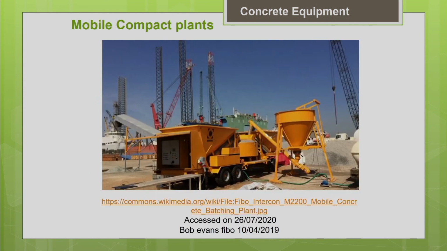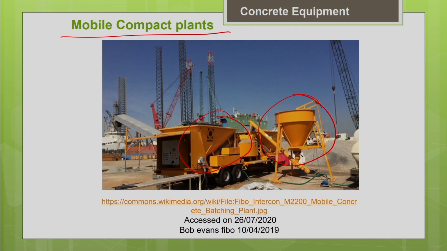We have different configurations of the batching plant. You can also have a small batching plant, a mobile compact plant, depending upon your requirement. You can see a small cement silo, aggregate storage bins and the mixer machine. Depending upon your job requirements, you can have a small batching plant also. As I told you, if your project site is very far away from the RMC batching plant, it is preferable to have your own batching plant at your job site. That will make the process more economical.